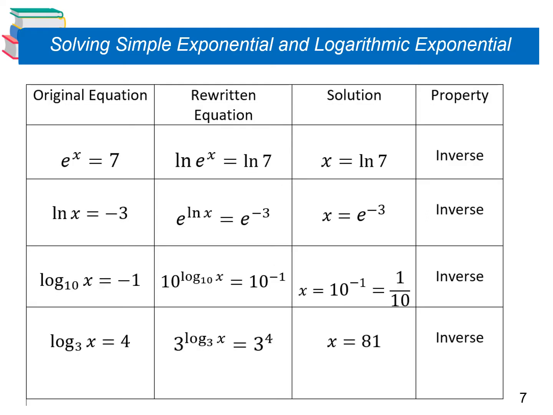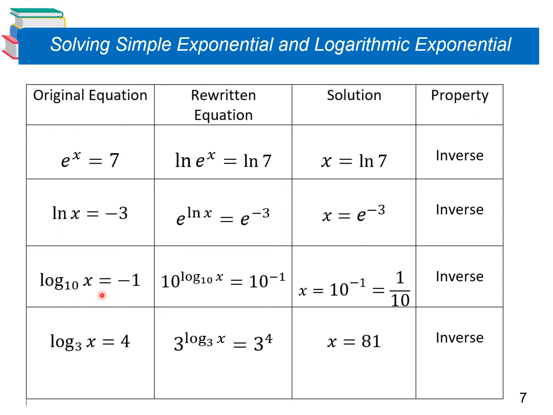Now let us have examples under inverse property. So e to the x equals 7. It is rewritten as ln e to the x equals ln 7. So the solution is x equals ln 7. And then ln x equals negative 3. We are going to have e raised to ln x equals e raised to negative 3. So the solution, x equals e raised to negative 3.